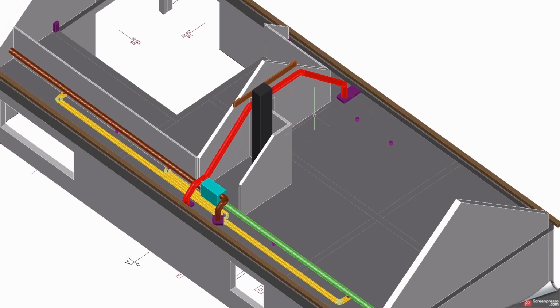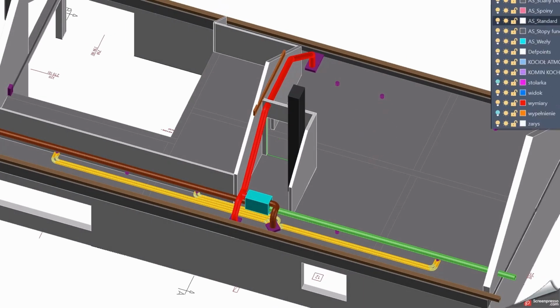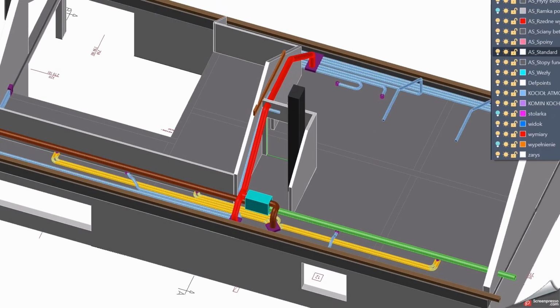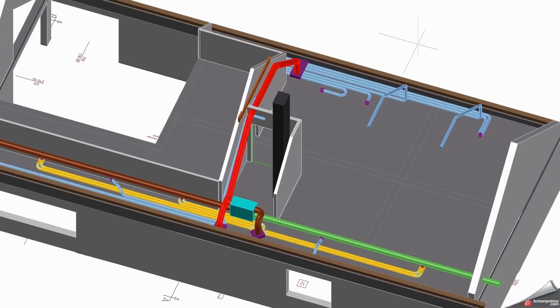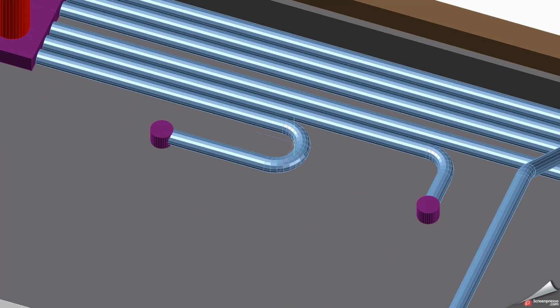Then we proceed to connect the ventilation pipes to the air expansion boxes. If the rooms are located close to the box, we use a single pipe. If further away, then two.